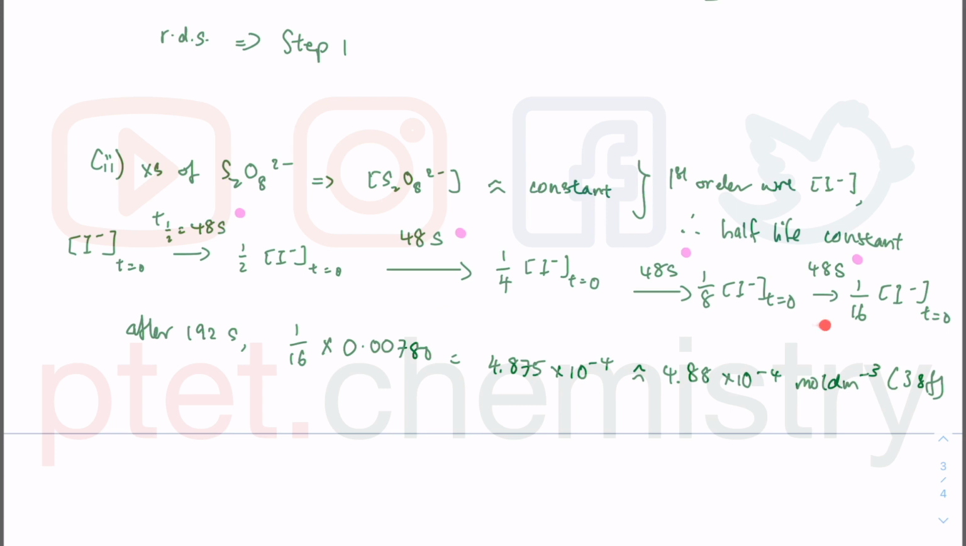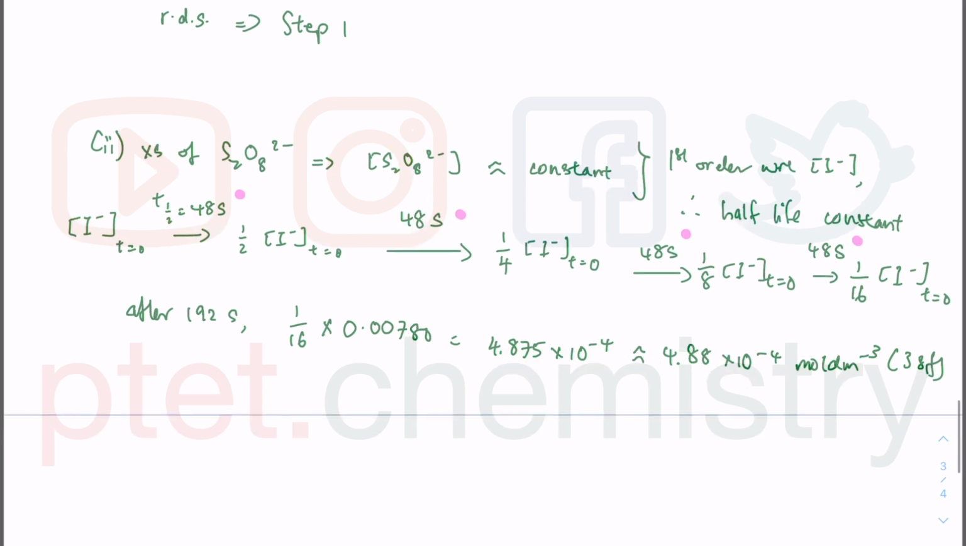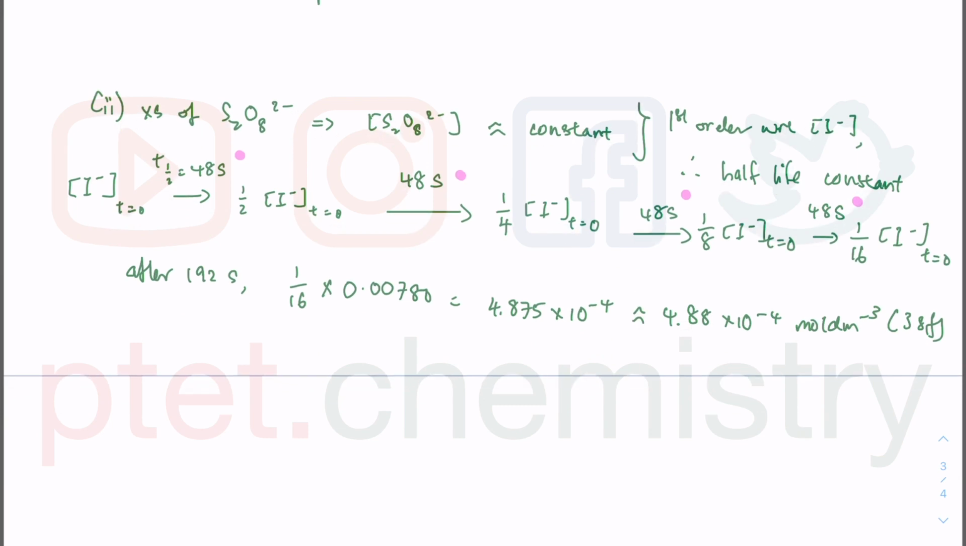Hope it makes sense in terms of why the half-life is constant: because the overall order is first order with respect to I⁻, and the concentration of this being constant means the overall order is roughly first order with respect to I⁻, and therefore you get a constant half-life. It's the same half-life whether you go to the first, the second, the third, the fourth, and they just keep halving the initial concentration more and more. All right, so that's the end of that 8-mark question, and we should move on to the next question, otherwise we'll run out of time in this Paper 4.